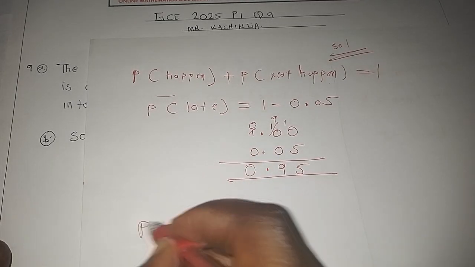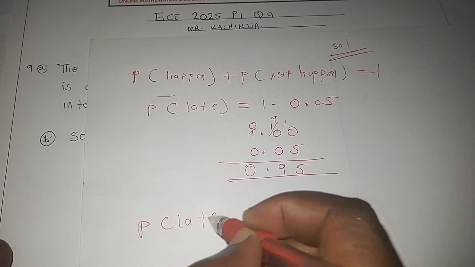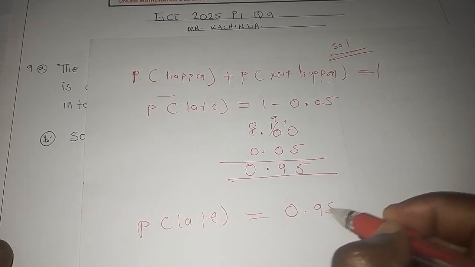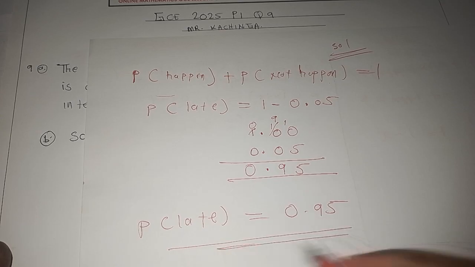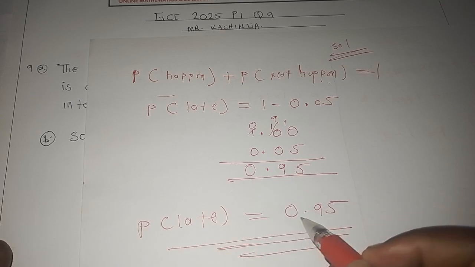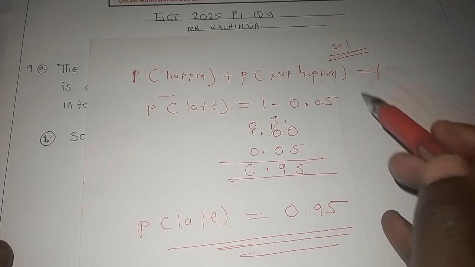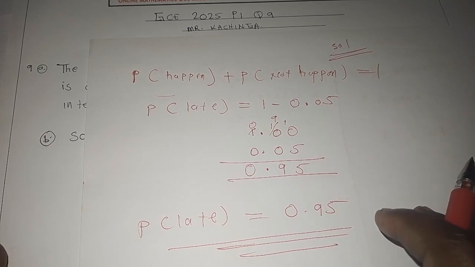Therefore, the probability of Gift being late is 0.95, and that will be the answer. When you add 0.95 plus 0.05, your answer will be equal to 1.